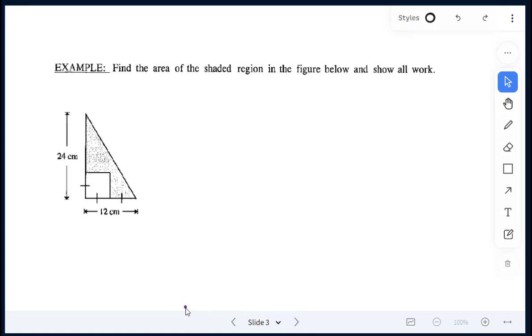So for example, this is our first example, and you can see here we have a triangle, and part of the triangle is shaded, and then you have this square here that is not shaded. So we need to figure out just this shaded portion of this triangle. In a question like this, we would figure out the area of the entire figure, which would be the entire triangle, and then we would subtract out the area of that square. And then we would have the area of the shaded region. So let's try our first example.